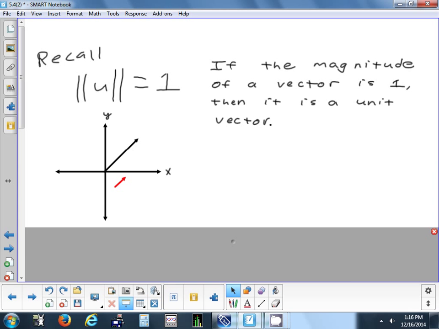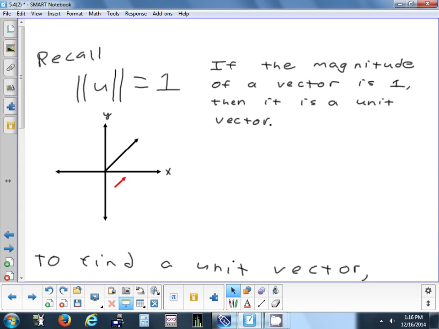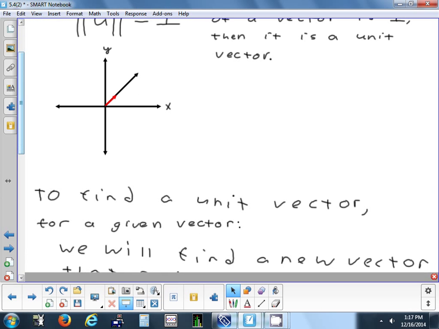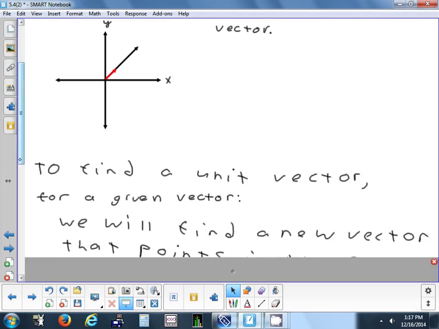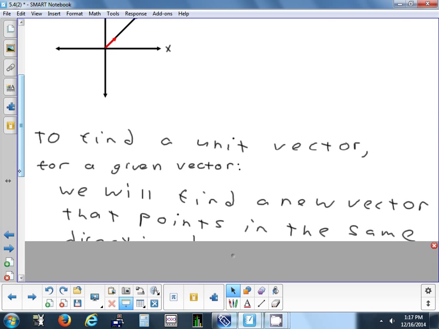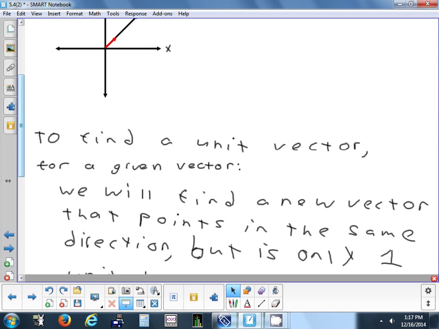Okay. What I'm going to try to do is I want to find a unit vector, basically like the one in red. It's still going to point exactly the same direction as the black one, except I want to make it so it's 1 unit long. So that's what I'm going to try to do next. We're going to be given a vector. It's going to be pointing in a certain direction. And we're going to try to find a new vector. It's still going to point the same way. We're just going to change the length of it. And we're going to change the length so it's exactly 1 unit long.